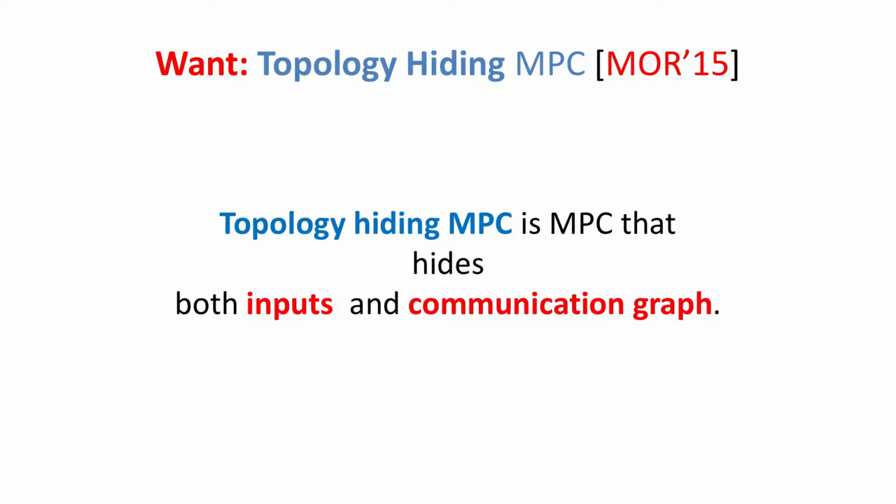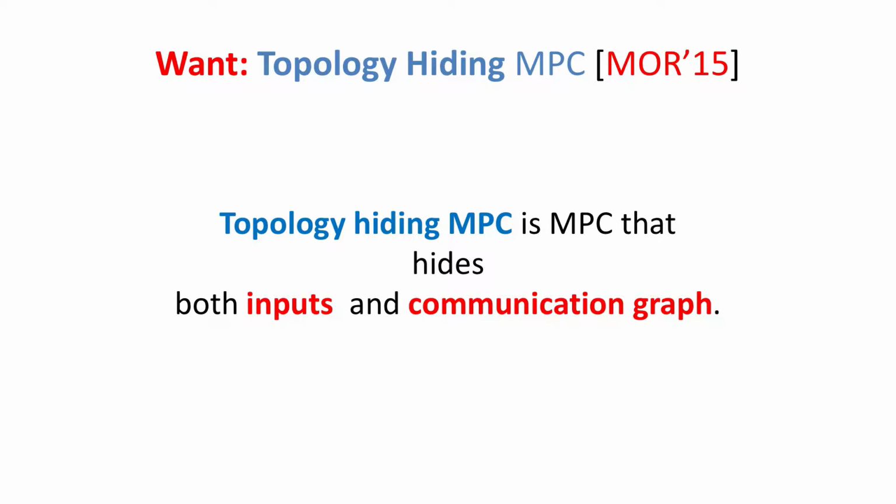So our goal is topology-hiding MPC, and this was suggested in a work by Moran, Orlov, and Richardson in TCC 15. So what does it mean? You want an MPC, multi-party computation, that hides both the private input and also the communication graph. It hides both things.